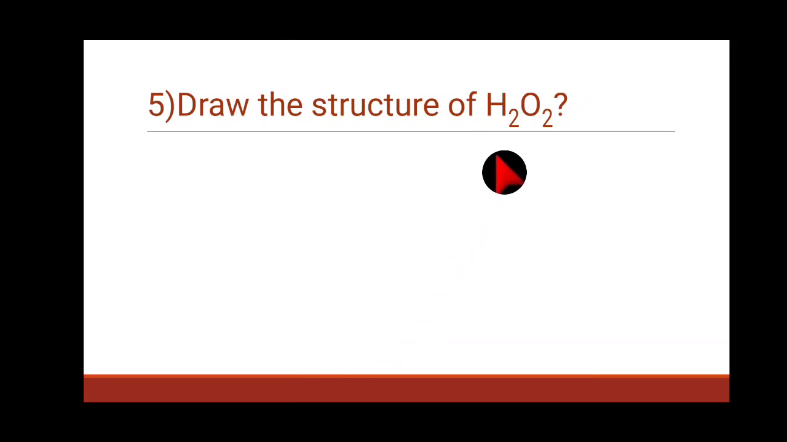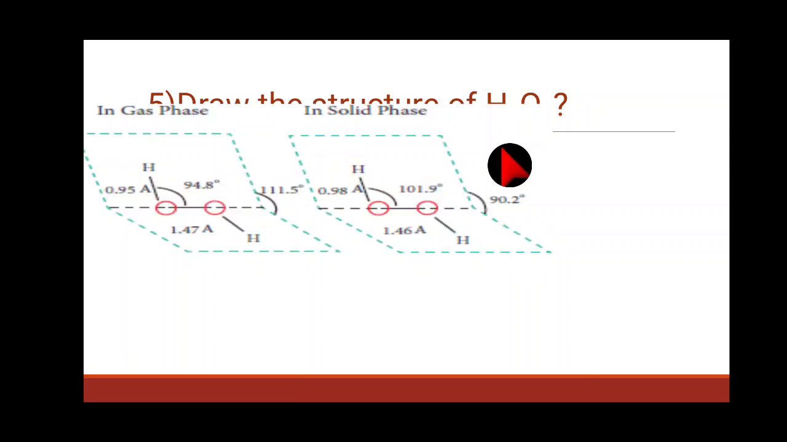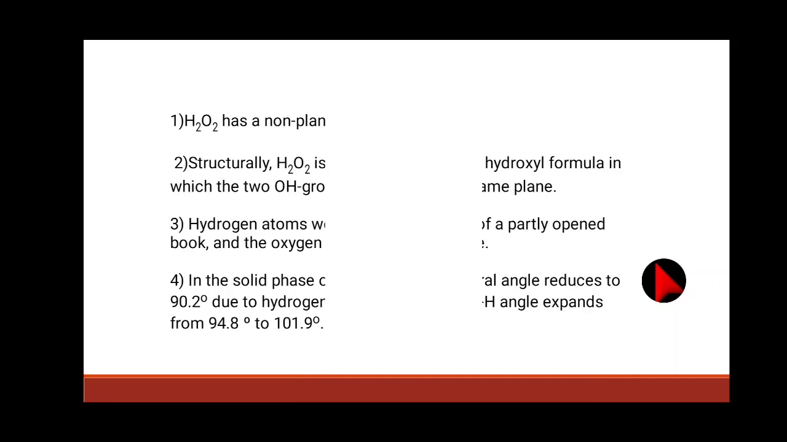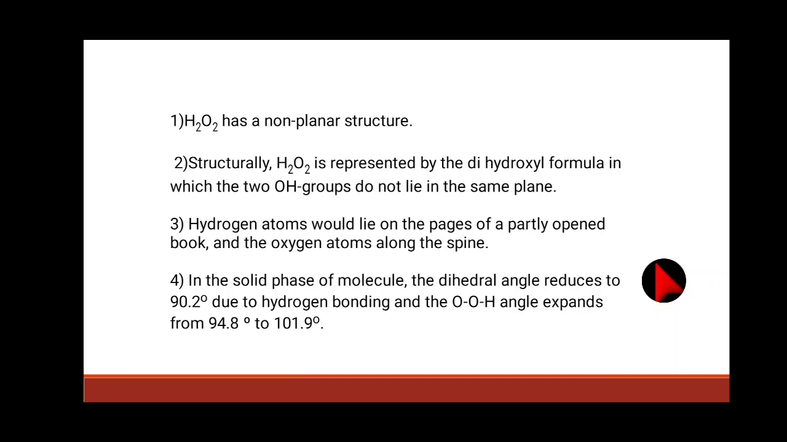Draw the structure of hydrogen peroxide. Regarding hydrogen peroxide, this is the fifth question. Actually, two types of structure are given. One is in the gas phase, another one is in the solid phase. It shows the open book model. Hydrogen peroxide has a non-planar structure.